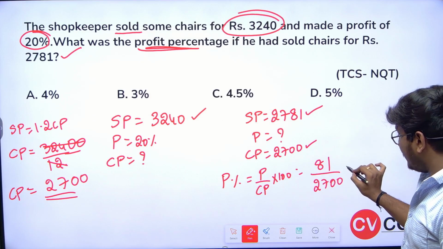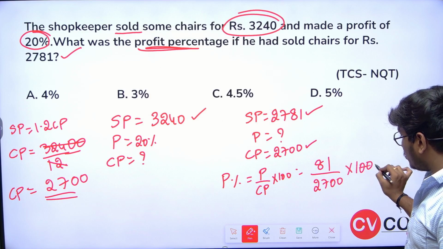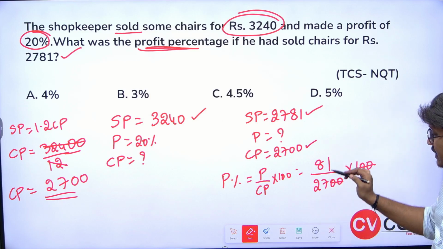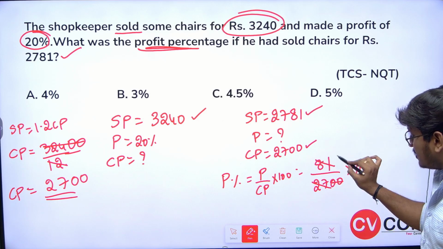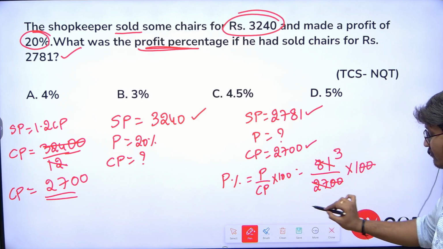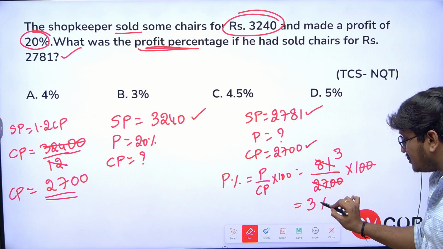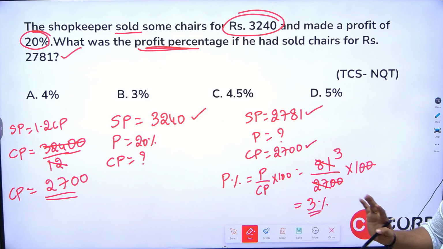2700 into 100, so two zeros will get cancelled. 81 by 27 is left out. 27 once, 27 three times. Only value left out is 3. So how much is his profit percentage? It is 3%. That's it. Very simple.